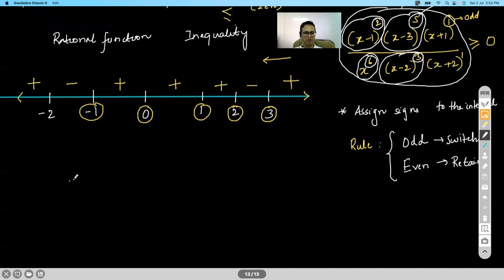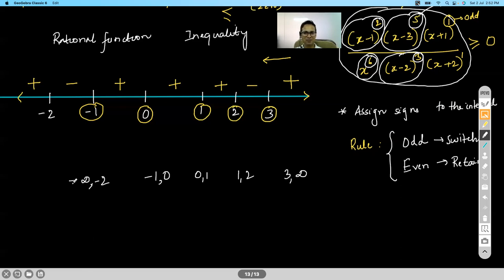I'm getting the sign as positive in minus infinity to minus 2. I'm getting the sign positive in minus 1 to 0. I'm getting it in 0 to 1. I'm getting it in 1 to 2. And I'm getting it in 3 to infinity. Right? Yes or no? Okay. So now what I'm going to do is, I'm going to take a union of these intervals.